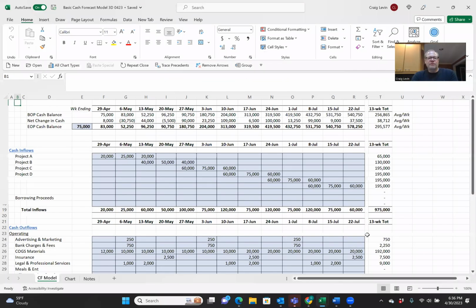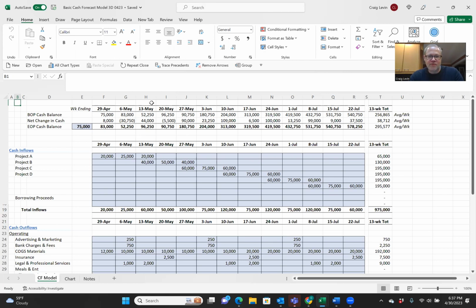Okay, this is a very basic cash forecast model. There's a couple that we use at 3D Consulting. This one is the most simple, and so I wanted to show this to you. If you'd like me to send it to you via email, let me know. My email is craig at 3dconsultingco.com.